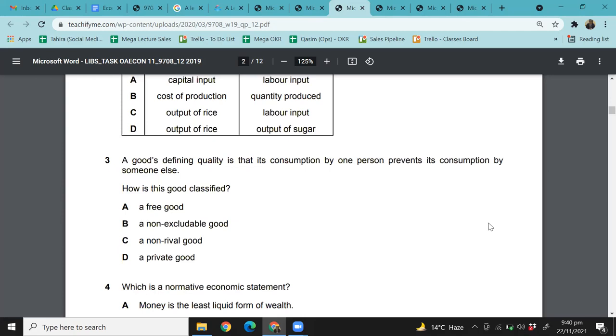Okay, now this is something that you might know. A good's defining quality is that its consumption by one person prevents its consumption by someone else. We did discuss this in the class when we were talking about economic systems, right? You guys remember? We talked about this. So what is this type of good? How is this good classified? First of all, tell me, what is this called?